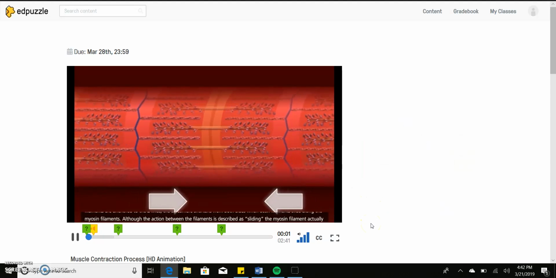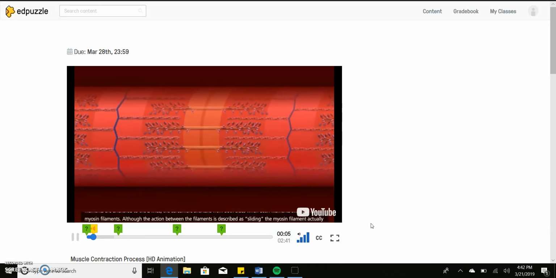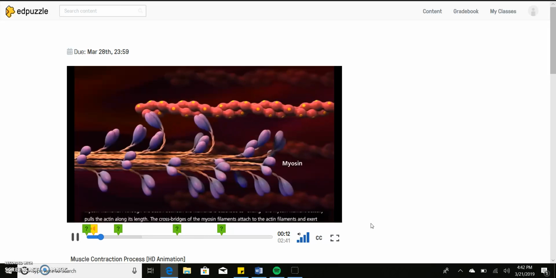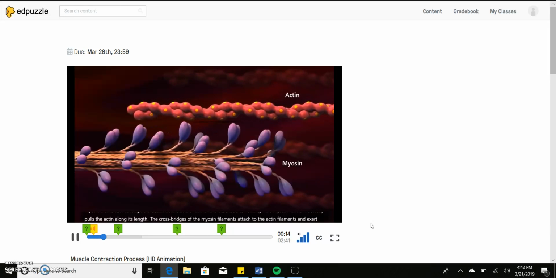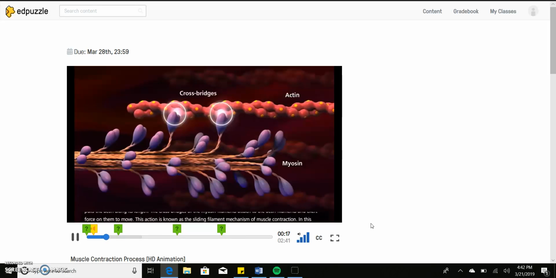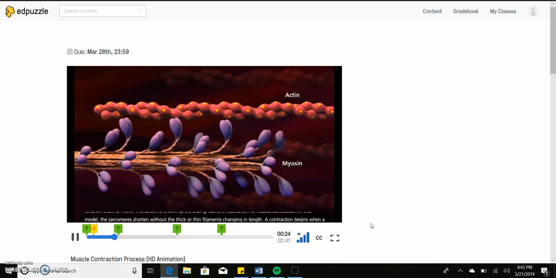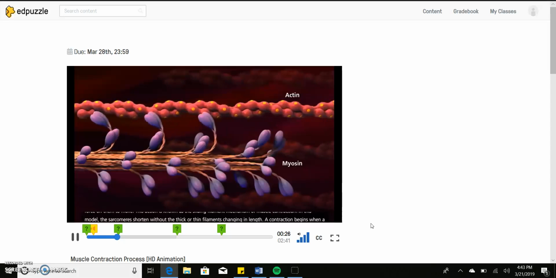The sarcomere shortens from both sides when actin filaments slide along the myosin filaments. Remember that myosin can also be referred to as thick filaments and actin can be referred to as thin filaments. The action between the filaments is described as sliding. The myosin filament actually pulls the actin along its length. The cross bridges of the myosin filaments attach to the actin filaments and exert force on them to move. This action is known as the sliding filament mechanism of muscle contraction.